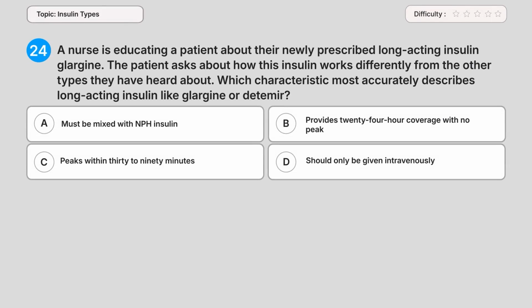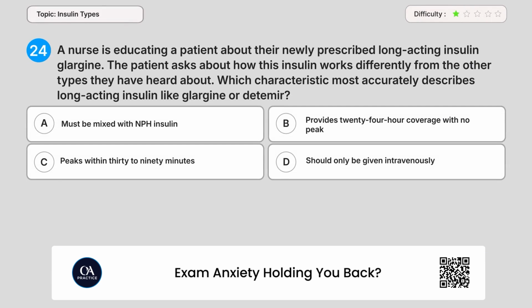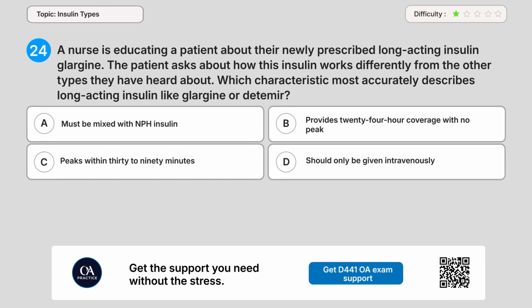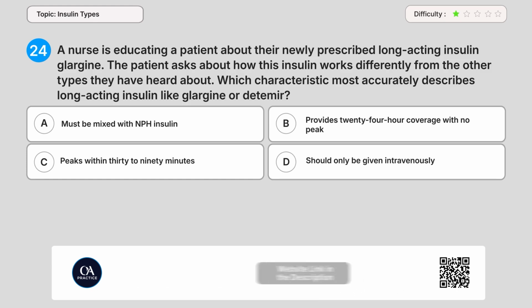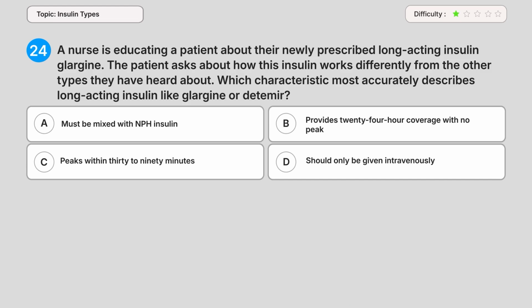24. A nurse is educating a patient about their newly prescribed long-acting insulin glargine. The patient asks about how this insulin works differently from the other types they have heard about. Which characteristic most accurately describes long-acting insulin like glargine or detemir?